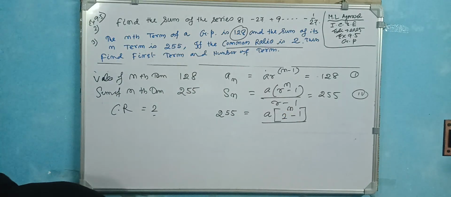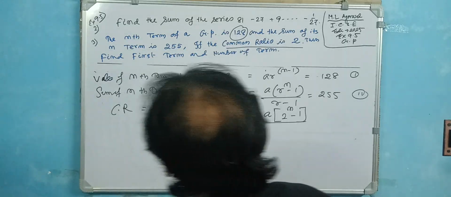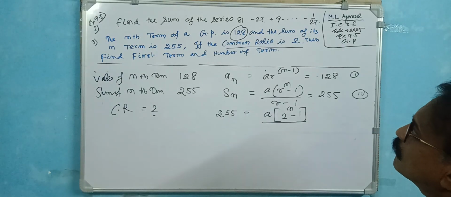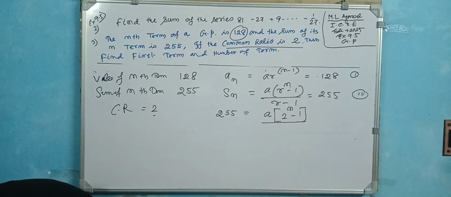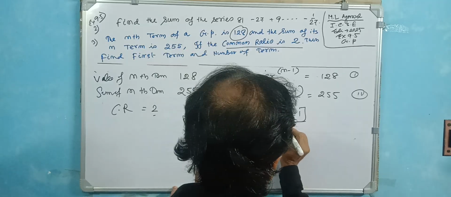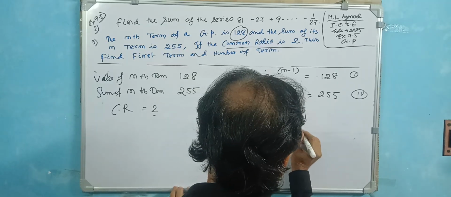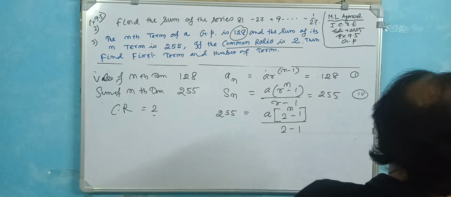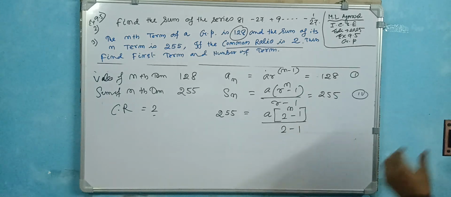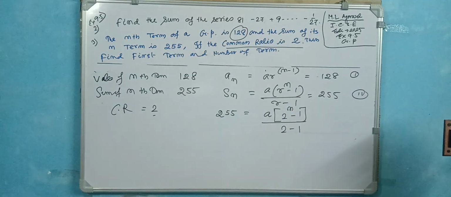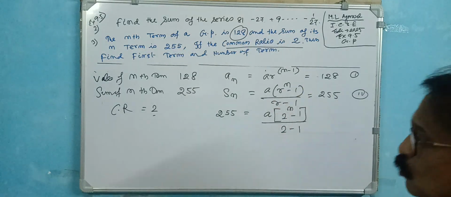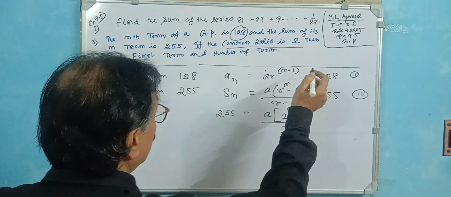And this is r is 2, r is 2 minus 1. Clear? From there you calculate a, but you don't know the value of n. Okay, so for that you use it. For that use this first.